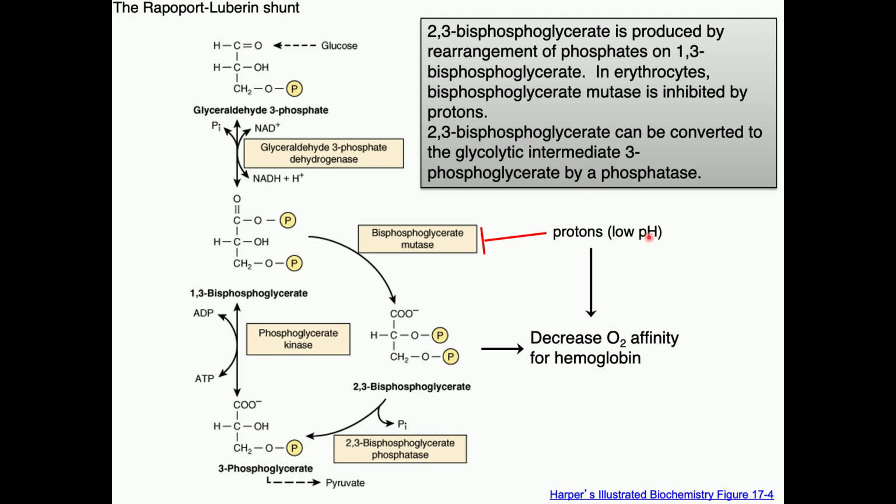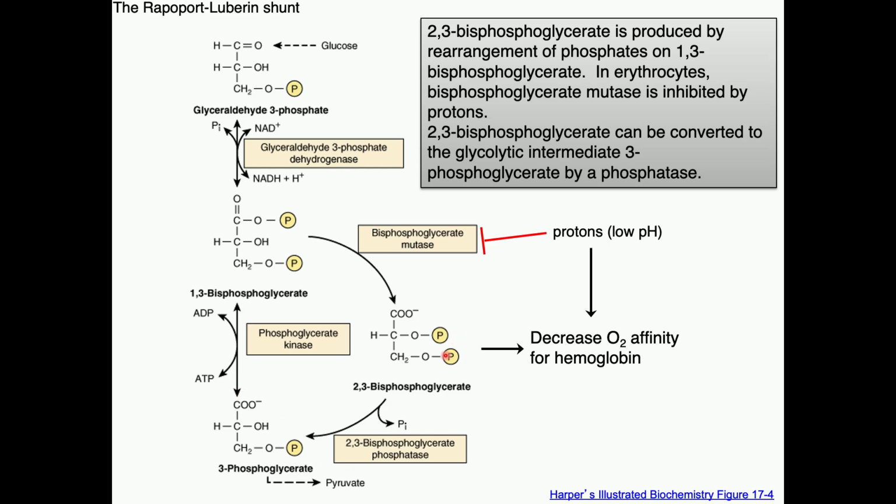Okay, so that Rapoport-Luebering shunt is shown here, and again, rather than the 1,3-bisphosphoglycerate going through the ATP generating step of phosphoglycerate kinase, there is a mutase step that rearranges one of the phosphates to make 2,3-bisphosphoglycerate.